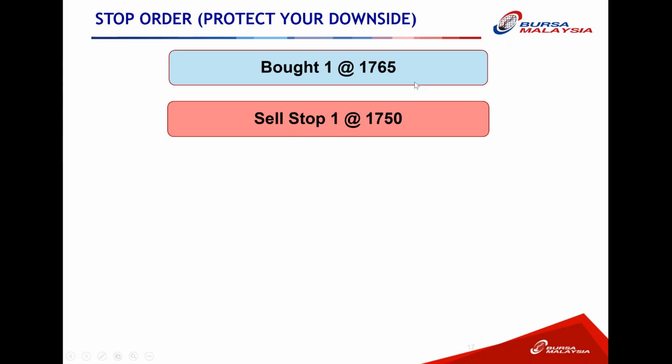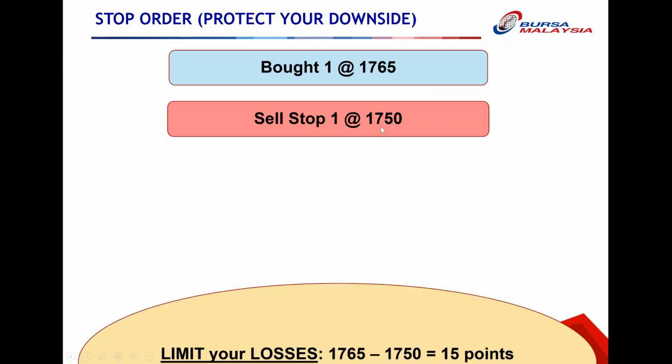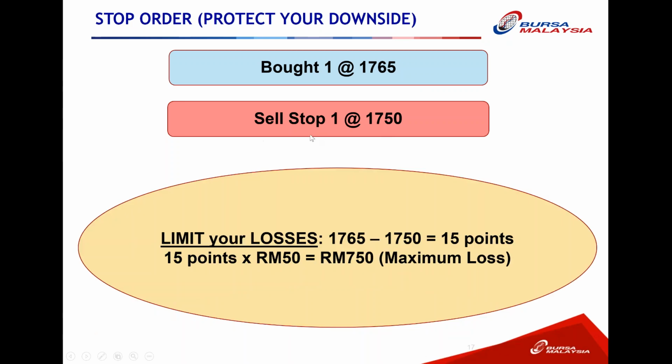So when you bought at 1765, you can immediately queue at the same time a sell stop order at 1750. Now, what is the outcome? When you queue a sell stop order at 1750, it means that you limit your downside to 15 points. Anything more than 15 points, you don't want this type of losses. You don't want to suffer 50 points of losses. You don't want to suffer 100 points of losses, which is out of your control. So you queue a stop order. Technically, when you place a sell stop order at 1750, you limit your losses to 15 points.